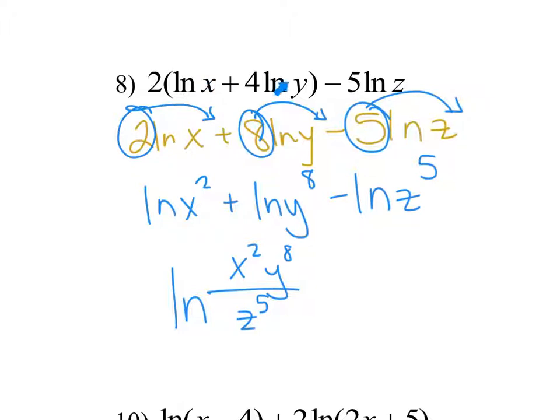Okay, with this one, these two are added together, but I did distribute that 2 in first. Either way, it turns out fine and the same. So this winds up being x squared y to the 8th, and this is z to the 5th. These two are both positive, so when we write it with 1 log, the x squared and the y to the 8th go on top, and the z to the 5th goes on the bottom. So it's no longer negative, it's just divided. All right, try the next one.